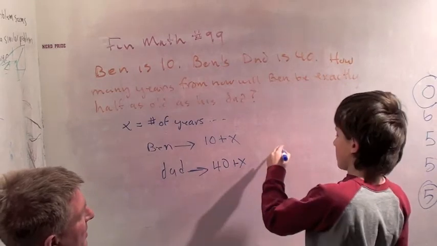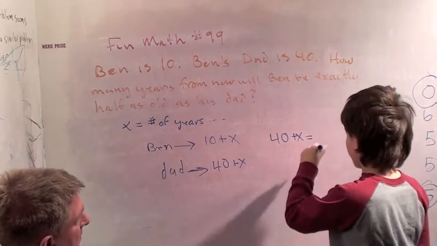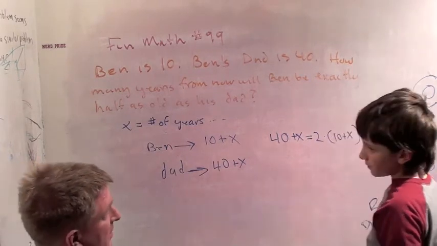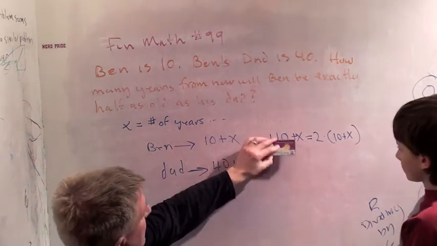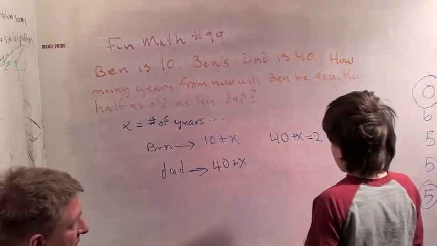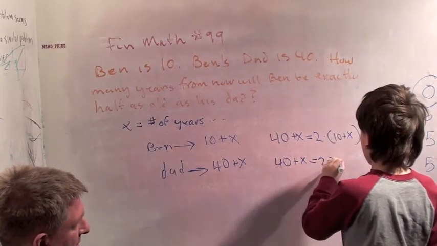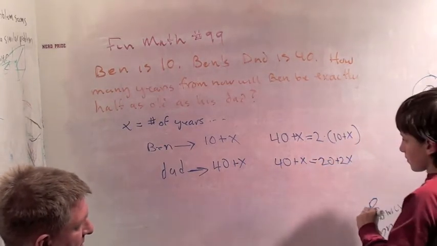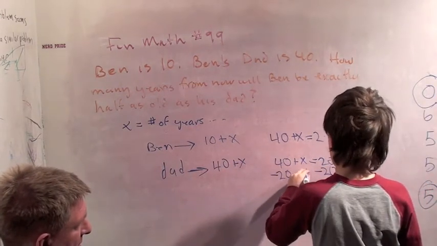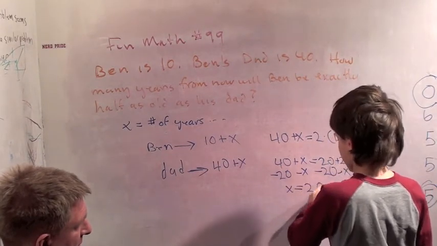What's the equation we're going to try to write down? 40 plus X equals 2 times 10 plus X. Very good, because that's the dad's age, and Ben's going to be half of that. In other words, 2 times Ben's age is the dad's age. So this is 40 plus X equals 20 plus 2X. We can subtract 20 from both sides, and then subtract X from both sides. So we get X equals 20.